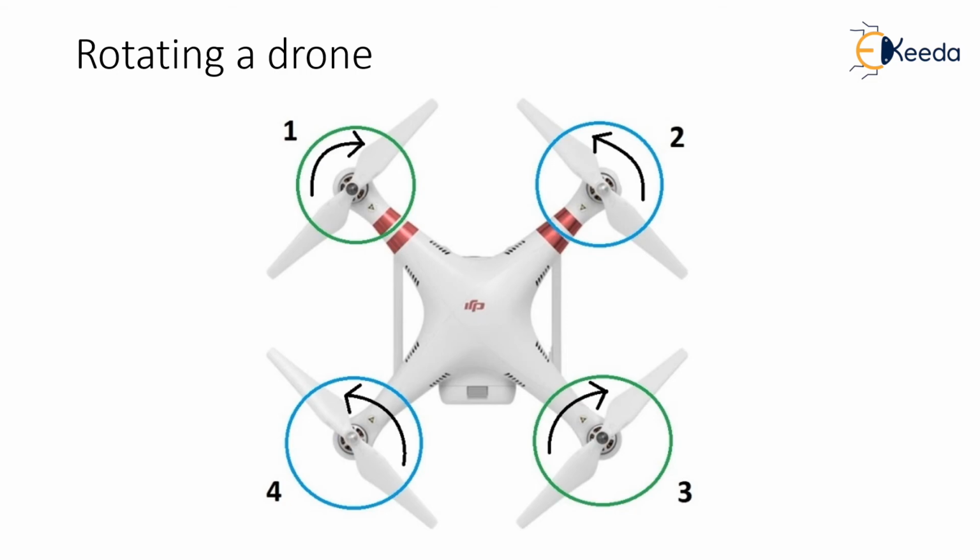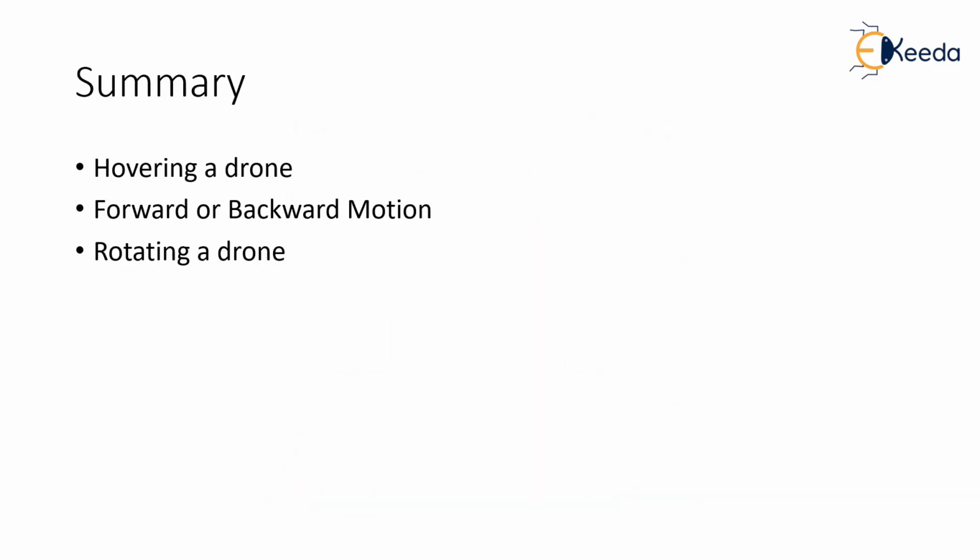Remember how the motors next to each other are spinning in opposite directions. So by slowing down two going in one direction and speeding up the two going in the other direction, the lift will remain constant, so the drone doesn't change height, but the angular momentum is increased, so the drone will turn in place. To summarize, we had a look at three main parts of flying a drone. First is hovering, second is forward and backward motion, and third is rotating a drone. This will allow us to move the drone from one place to another.